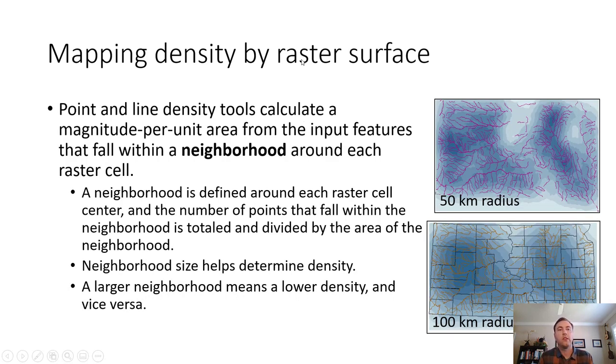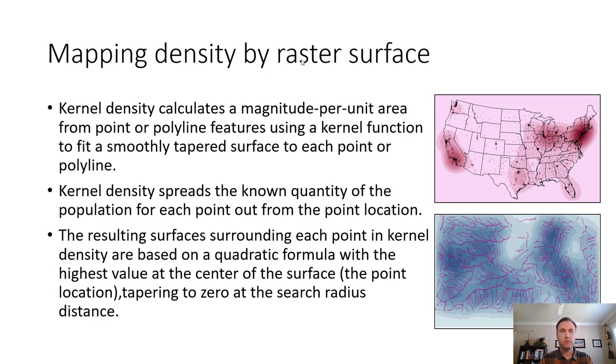So point and line density tools calculate a magnitude per unit area from the input features that fall within a neighborhood. We talked about that before. Neighborhood is essentially the search radius around the cell. A neighborhood is defined around each raster cell center, and the number of points that fall within that neighborhood is totaled, then divided by the area of the neighborhood. So if that search radius is 50 kilometers, it's going to do a 50 kilometer radius around the cell and you're going to get one density. If that search radius is 100 kilometers, you're going to end up with essentially half as dense in any given location. So neighborhood size helps determine the density. A larger neighborhood means a lower density, and vice versa.